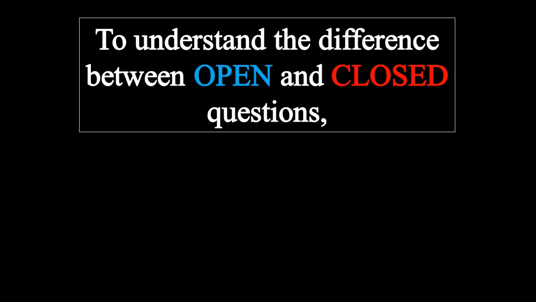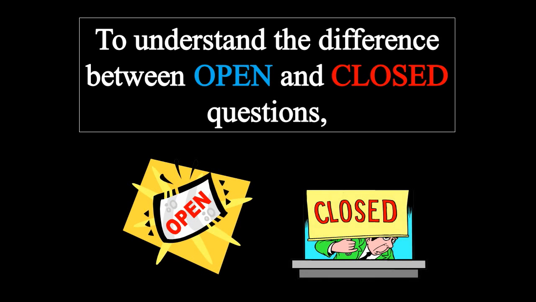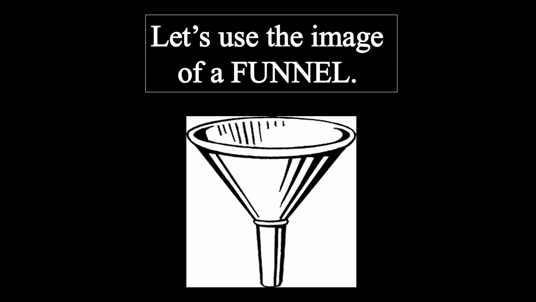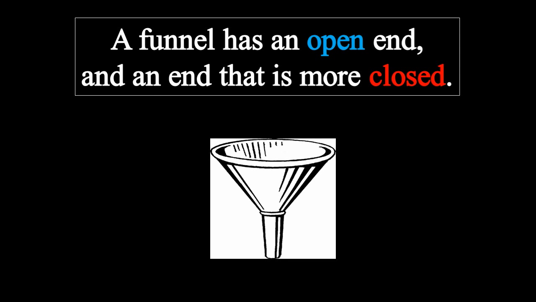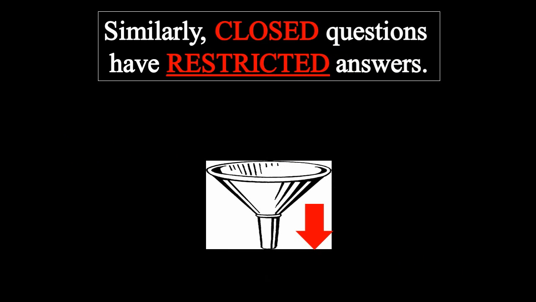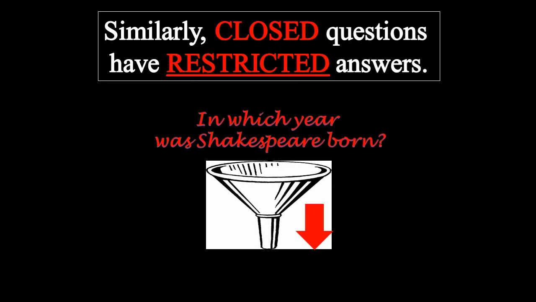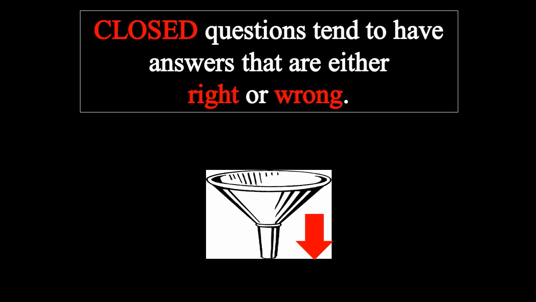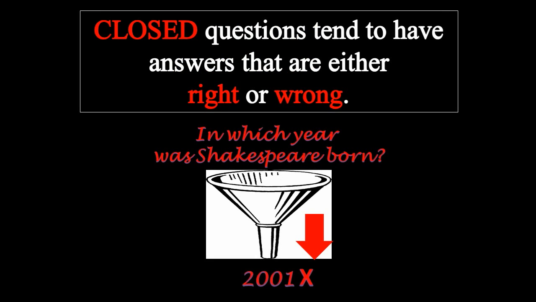To understand the difference between open and closed questions, let's use this image of a funnel. A funnel has an open end and an end that is more closed. So fluid placed in the open end comes out a restricted or closed space. Similarly, questions that are closed have restricted answers. So a question like, in which year was Shakespeare born, is restricted by the fact that there is only one correct answer. So closed questions tend to have answers that are either right or wrong.